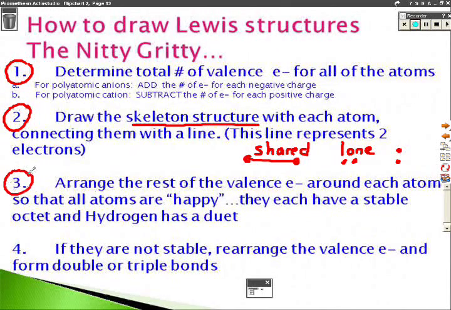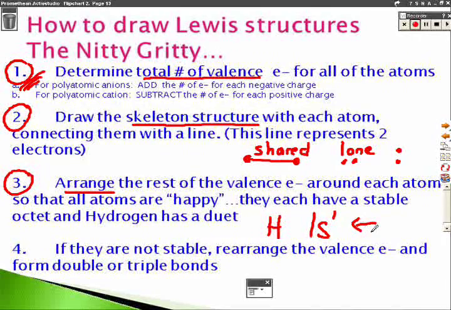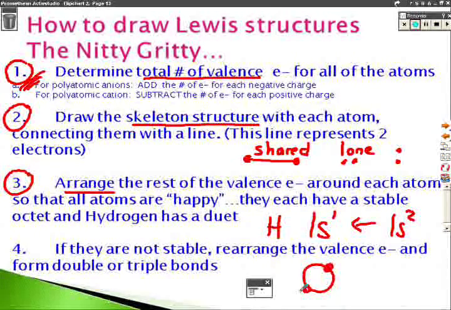Step 3, all these valence electrons we've added up here, we're going to arrange around the rest of the atoms so that all the atoms are happy or stable. They all have a stable octet. Hydrogen has a duet. How come? Look at hydrogen. It's on the first energy level. It has 1s1. The most electrons it can hold is 2, for a total of 1s2. It can't fit any more. Or let's go back to your bad Bohr model. You can only put this many on the first energy level, right? And so that's why hydrogen can only have 2.